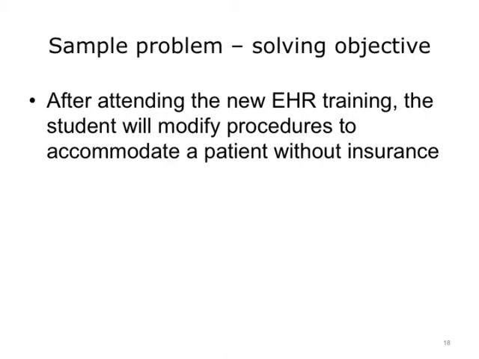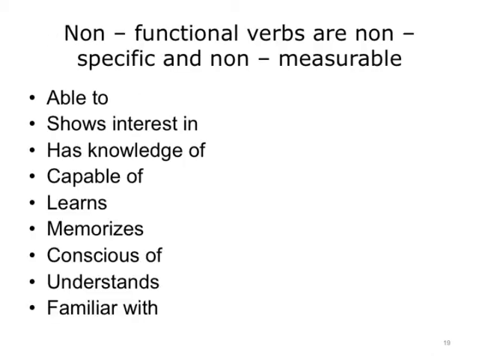Let's consider this example of a task analysis. The objective here is for the learner to be able to accurately register a new patient in the electronic health record. Often trainers use vague, non-specific, non-measurable verbs to describe behaviors. These should be avoided. These are the most common offenders: able to, shows interest in, has knowledge of, capable of, learns, memorizes, conscious of, understands, familiar with. Avoid these verbs at all costs.